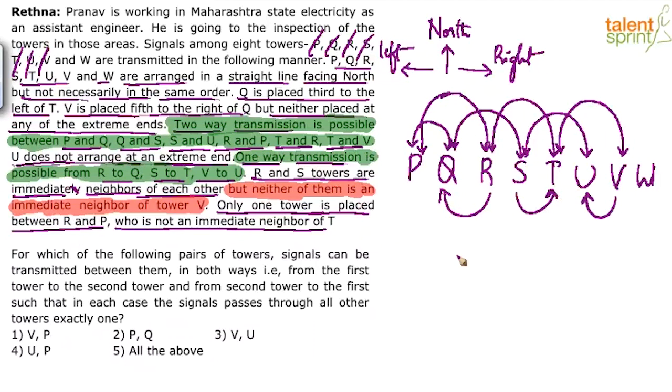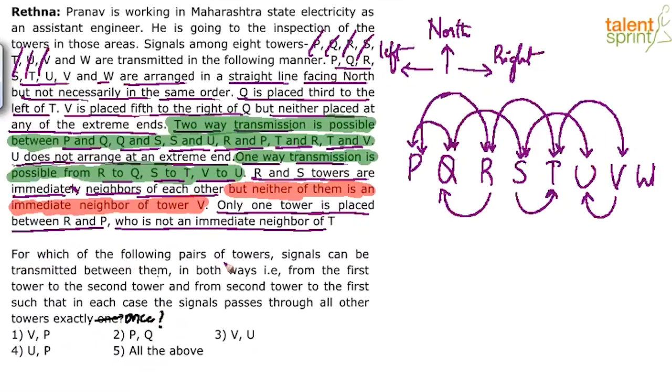Now let's look at the questions. So the first one here, see what it says. For which of the following pairs of towers can signals be transmitted between them in both ways, that is, from the first tower to the second tower and from the second tower to the first tower, such that in each case the signal passes through all the other towers exactly once, not once, exactly once? I think there are some spelling errors here. It should be exactly once, right? Exactly once. So read the question again. What does it say?